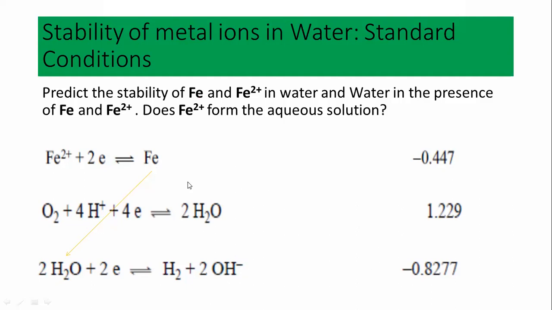That means if I want to reduce this one, what would be the possible answer? The answer is, if the potential of this half cell of water is more as compared to this 0.447, then of course this iron will react with the water, and this we are going to do right now.